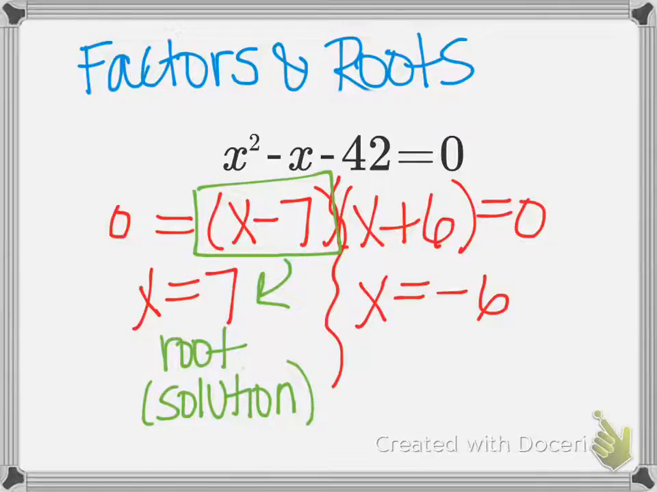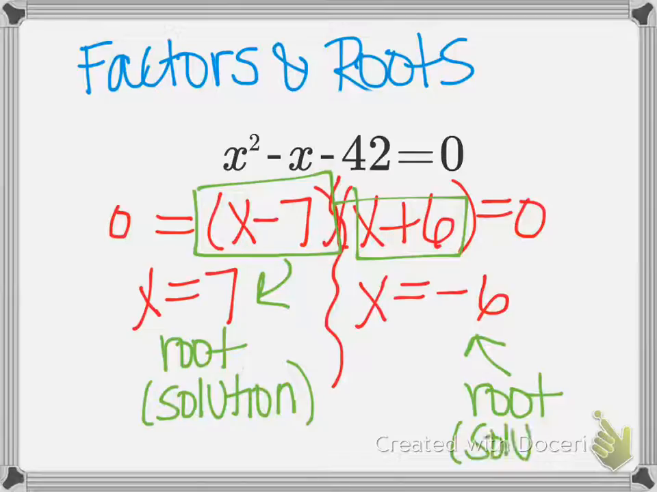The root always has the opposite sign as the factor. That worked here as well. Here's my factor, here's my root of negative 6. So again, this is a root or a solution or a 0, whatever word you prefer. We typically use root the most. So again, if you have a factor, then to get the solution that goes with it, you change the sign, just like what happens when you drop and split.